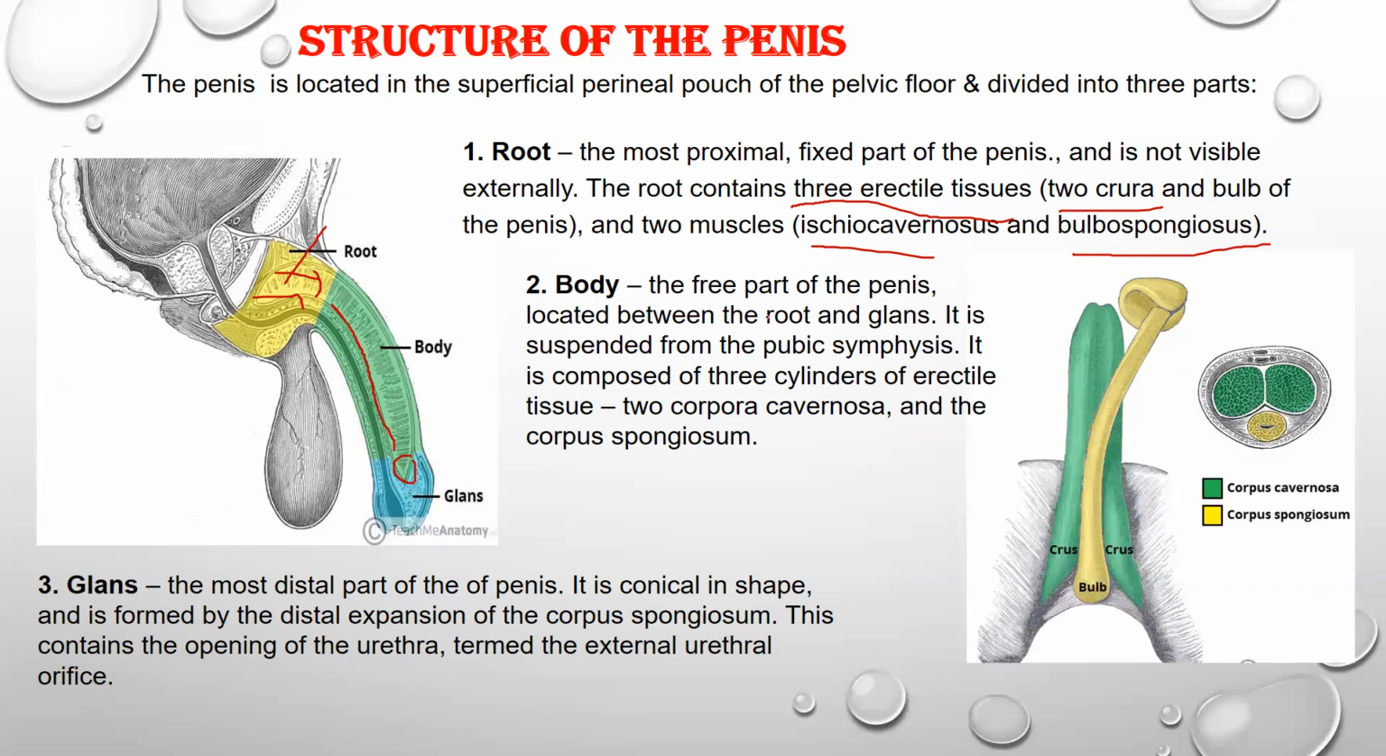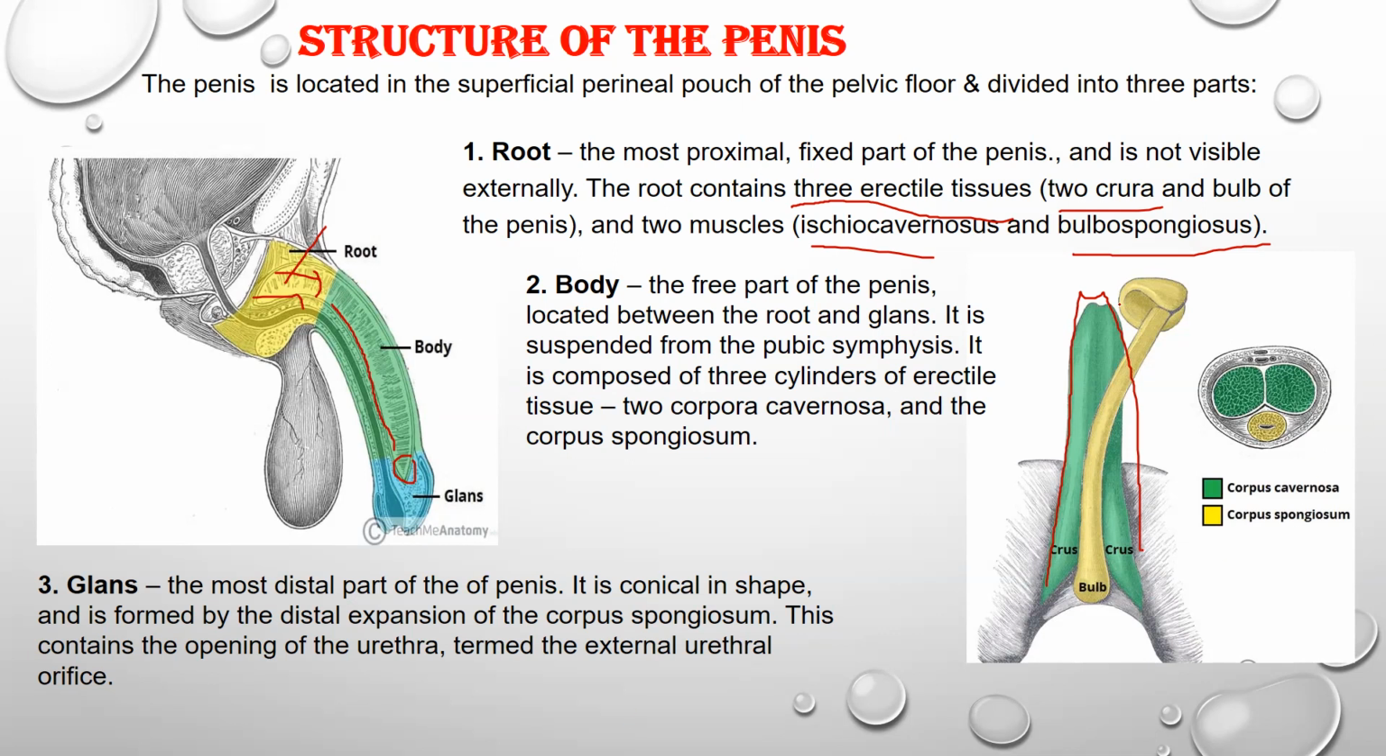After that, we have the body, the free part of the penis located between the root and glans. So this is the glans externally and the root. It is suspended from the pubic symphysis. It is composed of, again, the same, as I told you, the corpus cavernosum and corpus spongiosum, which keep going downwards. So the body is also enclosed between the two corpora cavernosa and one corpus spongiosum.